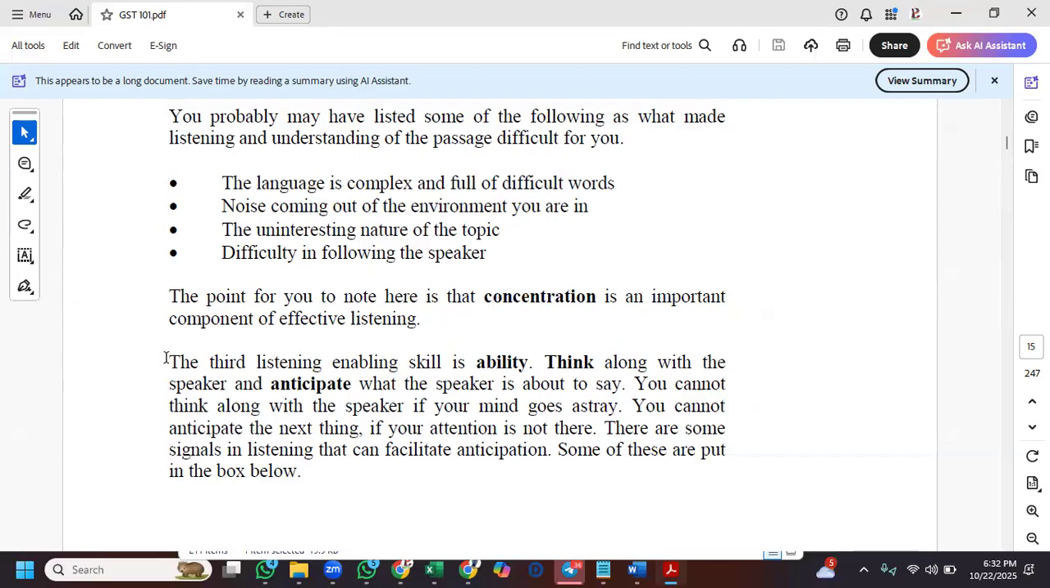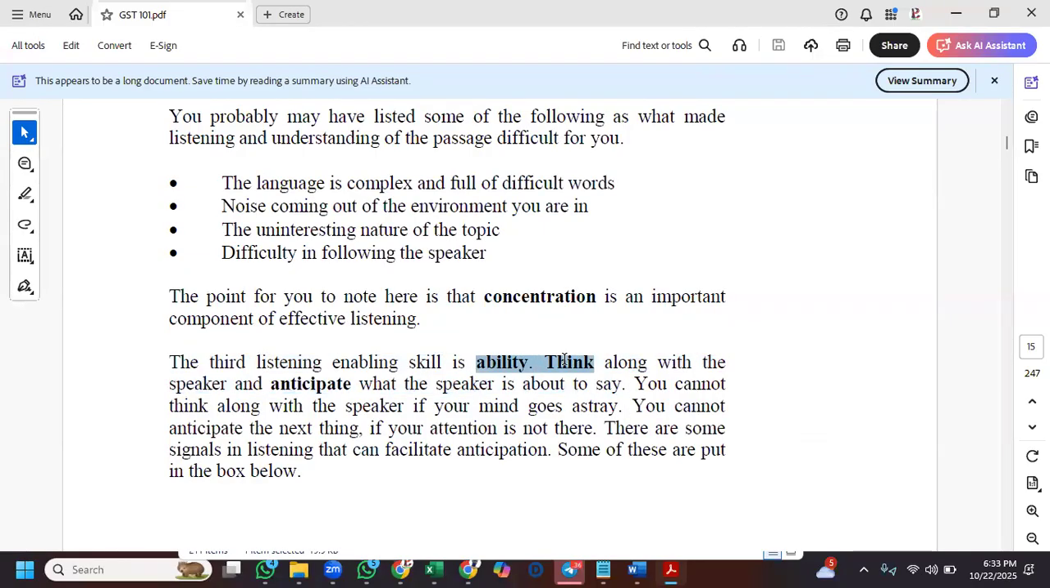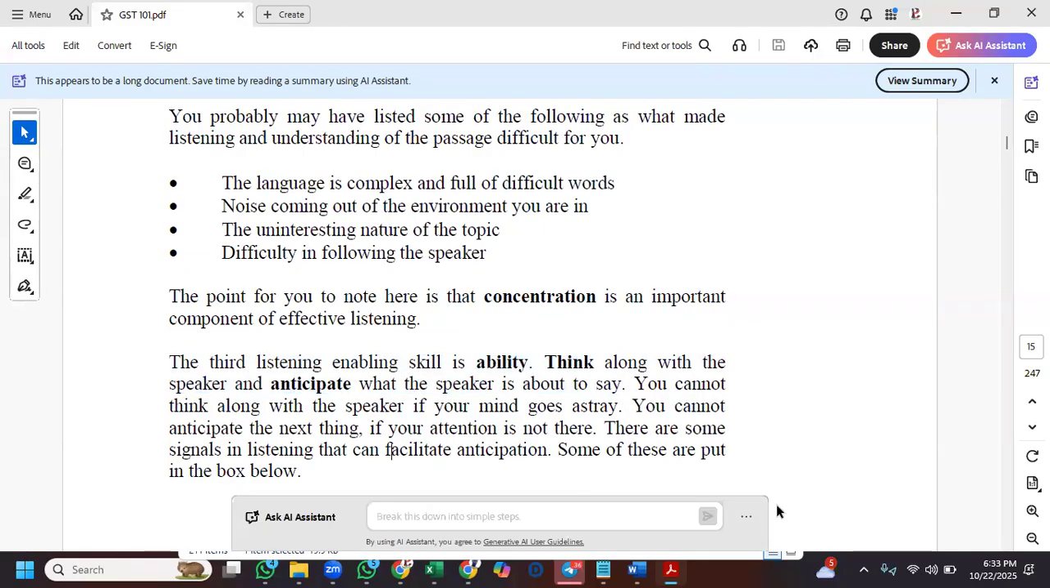Now, this is the one I'm talking about. You see that they also bold something here. The third listening enabling skill is, you see now, it's here in the material, and it's also a question: the ability to think along with the speaker. And of course, the fourth one is anticipate what the speaker is about to say. Even if this is how they put it in full in the question, don't mind. Just know that the most important thing is to pick ability to think along with the speaker.